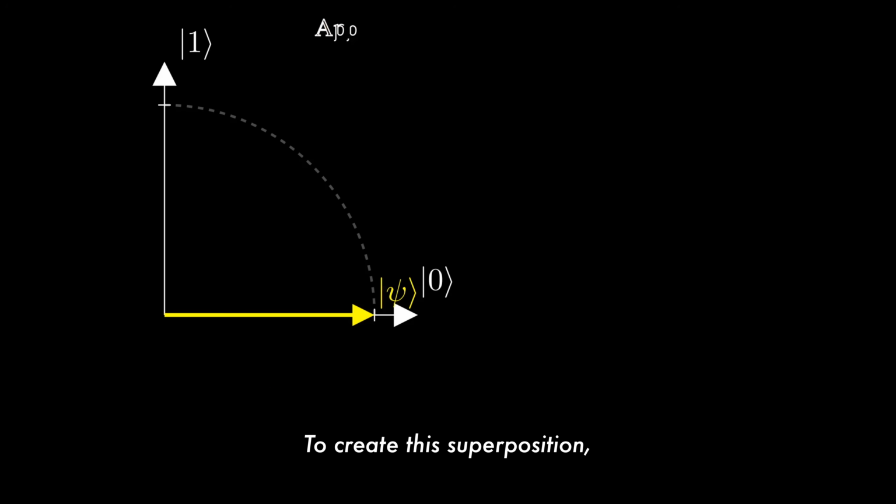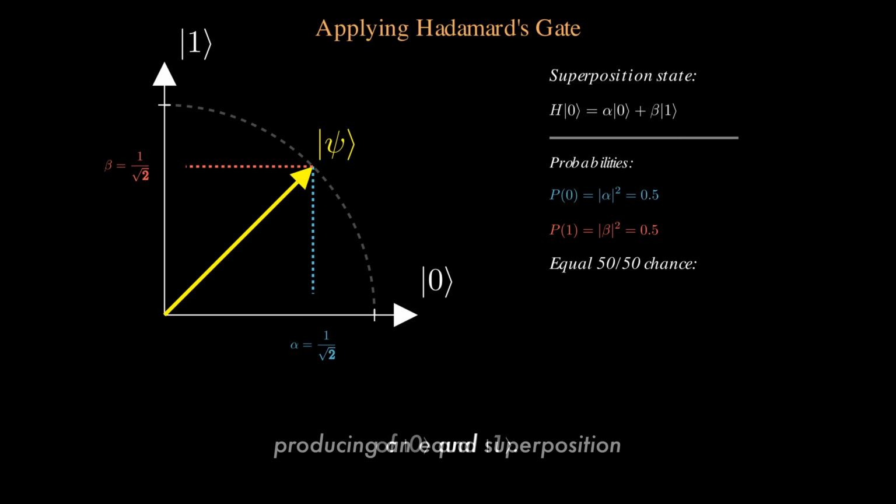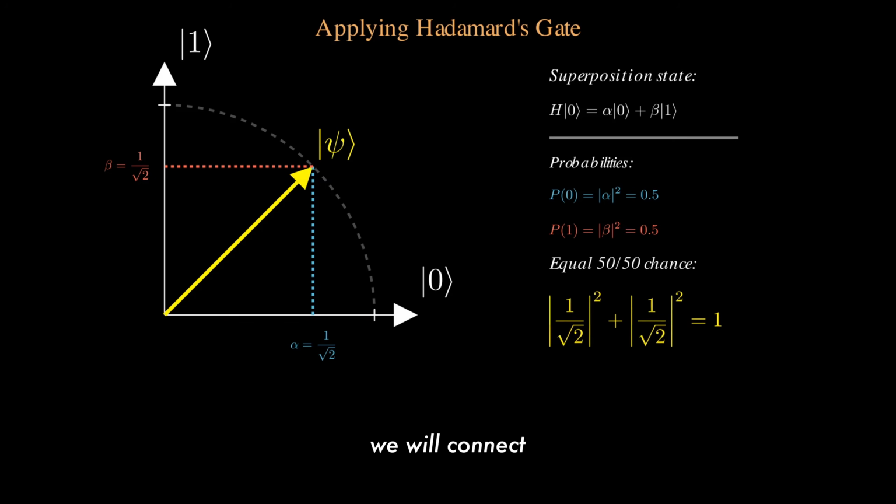To create this superposition, we apply a Hadamard gate to a basis state such as 0, producing an equal superposition of 0 and 1. This is the key idea we will connect to the polarization of light.